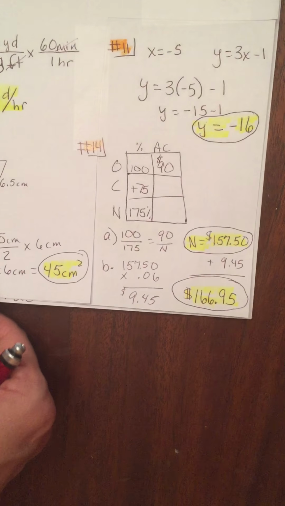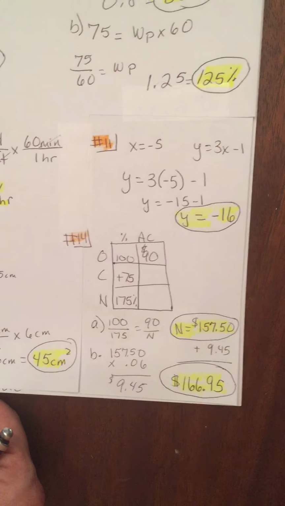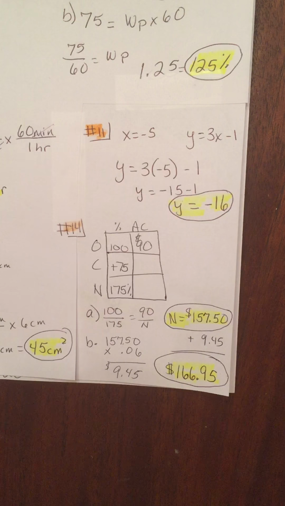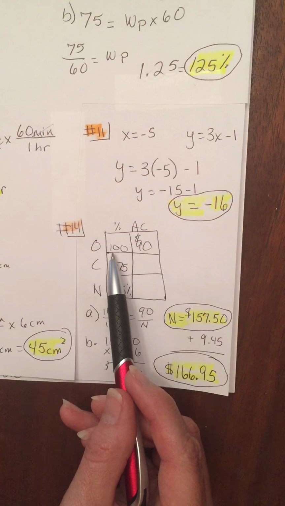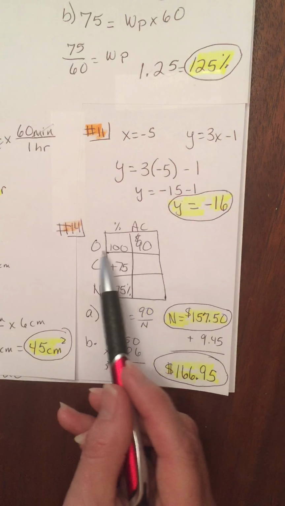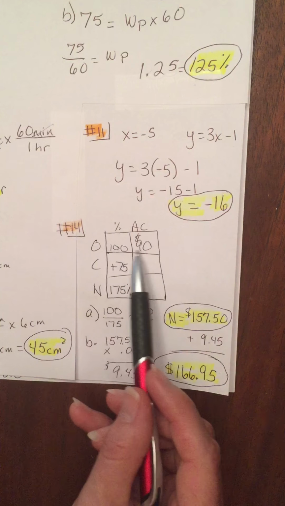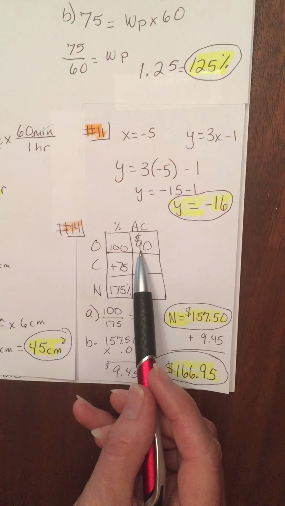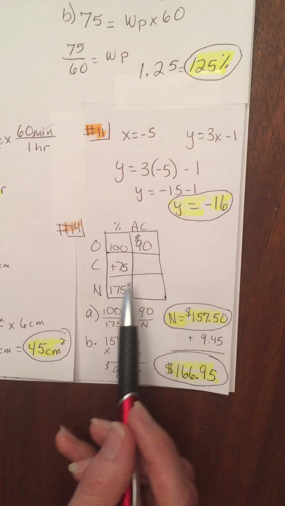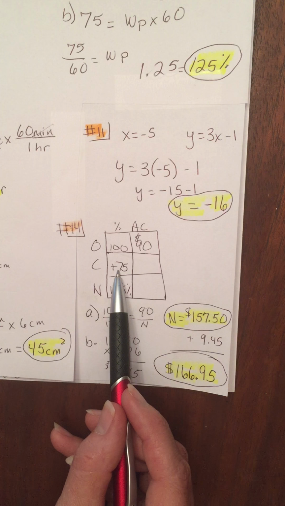Number 14. Number 14 says a merchant bought a stereo at wholesale for $90 and then he marked up the price 75% to sell it at retail. So when a merchant buys merchandise, that would be his original cost. He bought it for $90. He's going to increase that price by 75%.